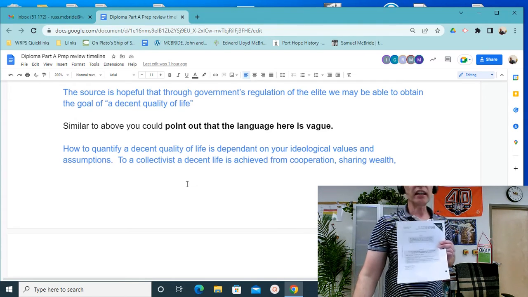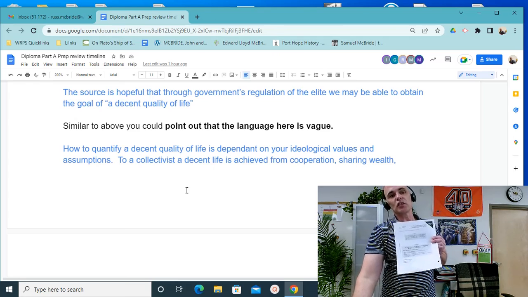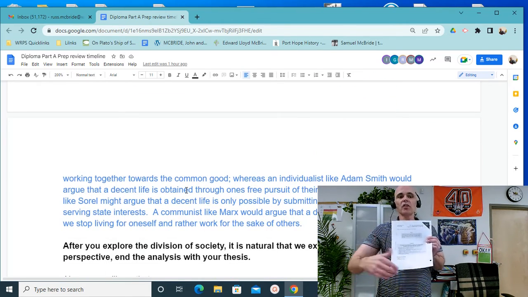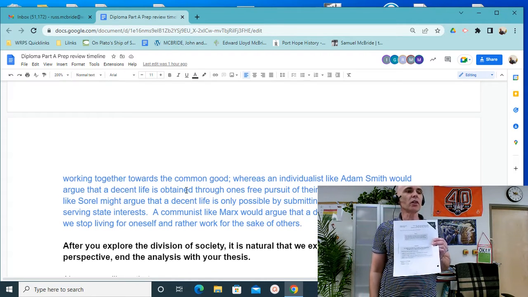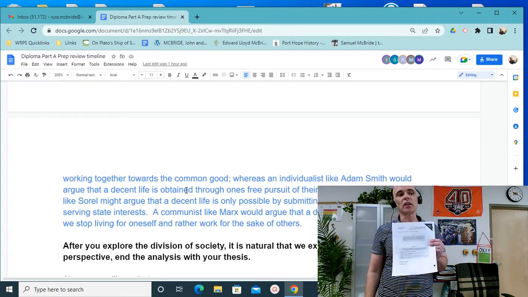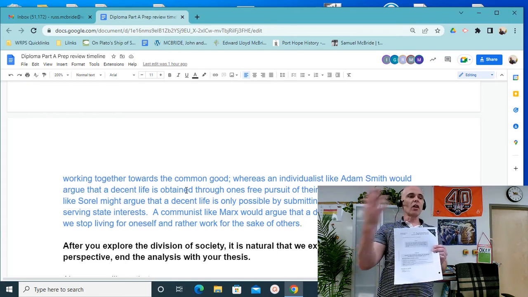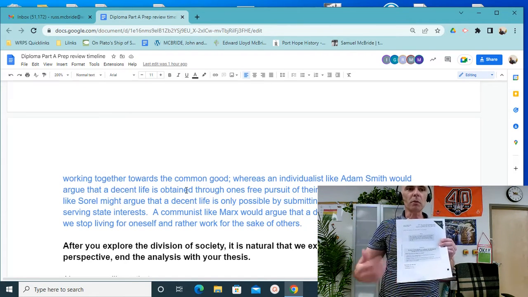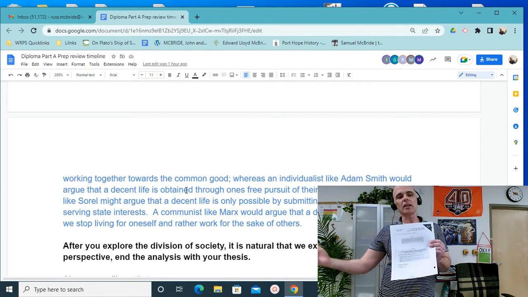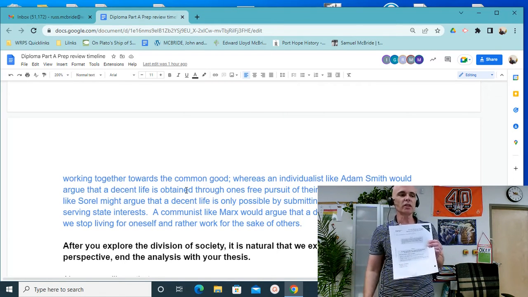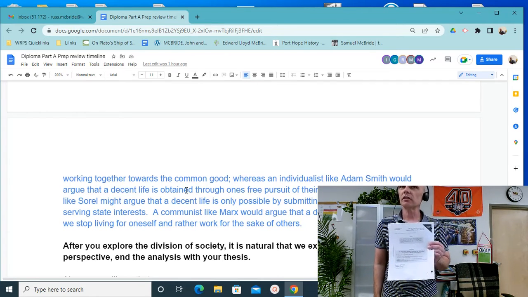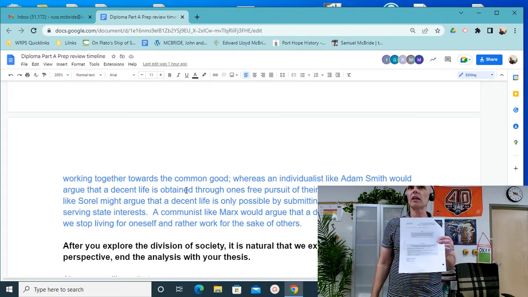So to a collectivist, a decent life is achieved from cooperation, sharing wealth, working together towards the common good. Whereas an individualist like Adam Smith would argue that a decent life is attained through one's free pursuit of their own self-interest. A fascist would argue that a decent life is only possible by submitting to the will of the state and serving state interests. A communist like Marx would argue that a decent life is achieved when we stop living for ourselves and rather work for the sake of others. That's my cast of characters right there, paying off.